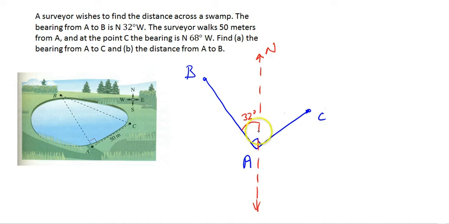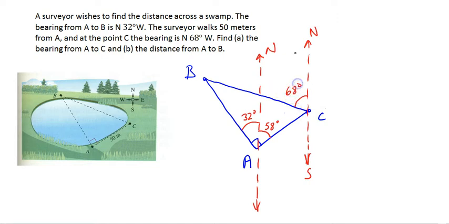This is a right angle, so that makes this 58 degrees. Okay, then the surveyor walks 50 meters from A to the point C, and at point C the bearing is 68 degrees west. So if I connect B to C and draw another north-south axis, then this angle here is 68 degrees.